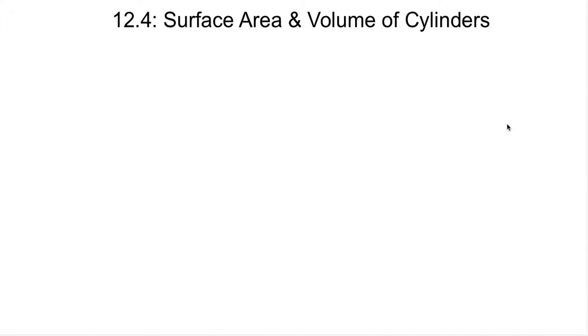Okay, so now we want to be looking at the surface area and volume of cylinders. Now, if you can remember the surface area and volume of prisms, a prism was nothing more than a two-dimensional object with some depth or some height. And so what we did was, to find the surface area, we added up all the different faces and their areas, and for the volume, we took the area of the base and multiplied it by the height.